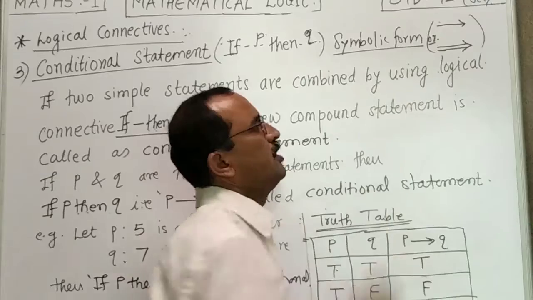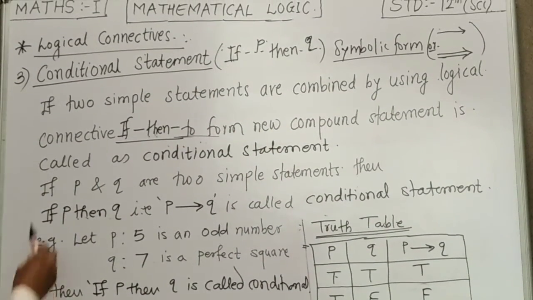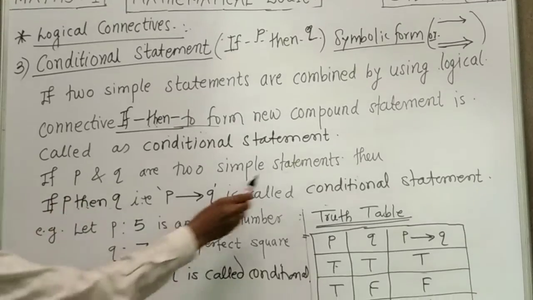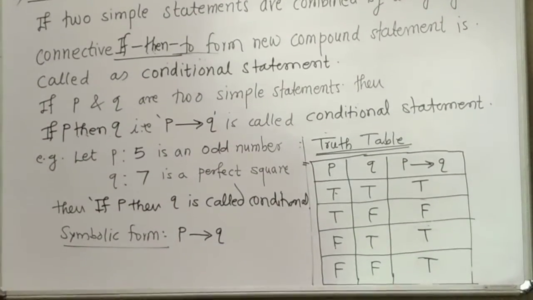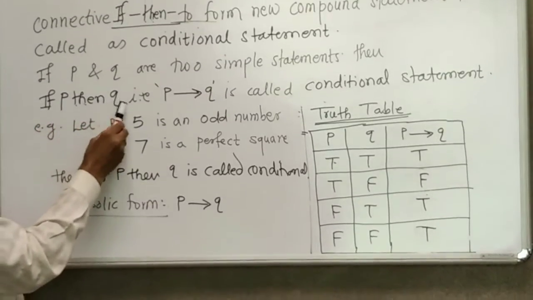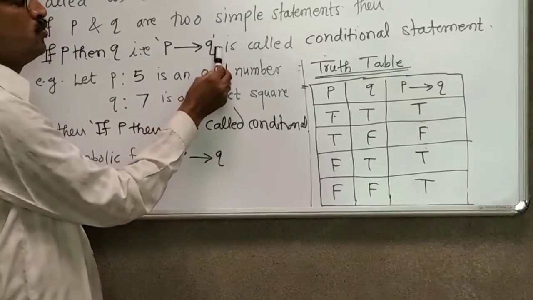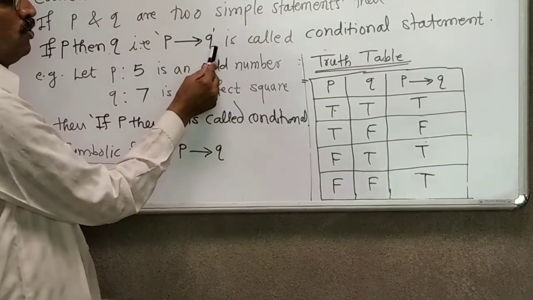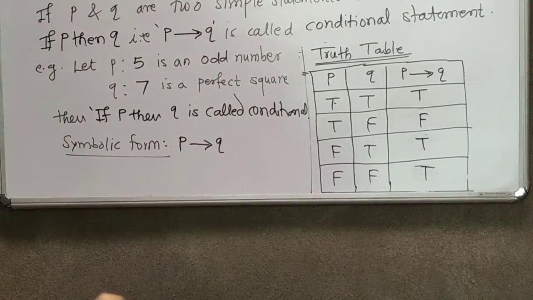Symbolic form is a single-sided arrow. Here we consider two simple statements, P and Q. Then if P then Q, that is P implies Q, is read as P implies Q, or if P then Q, and is called a conditional statement.